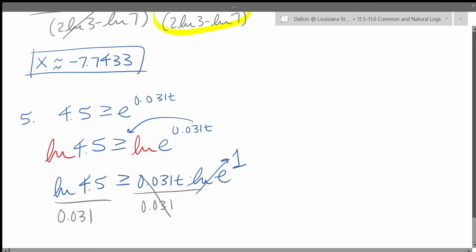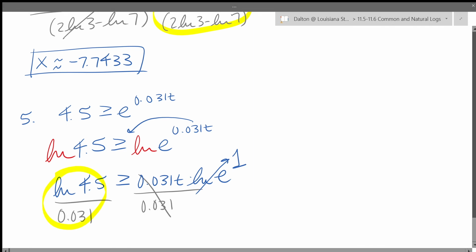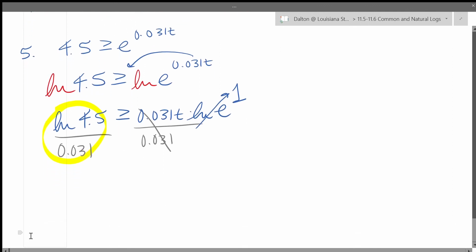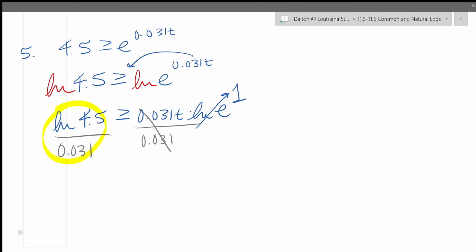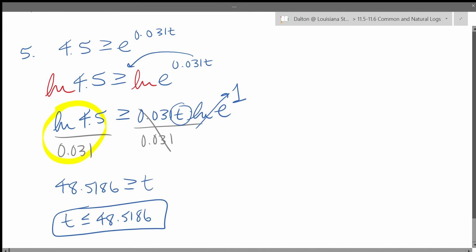So in your calculator, you're inputting this yellow expression, natural log of 4.5 divided by 0.031, and you should end up with 48.5186 is greater than or equal to, the only thing we have left on the right side is t. Or you can switch it around: t is less than or equal to 48.5186.